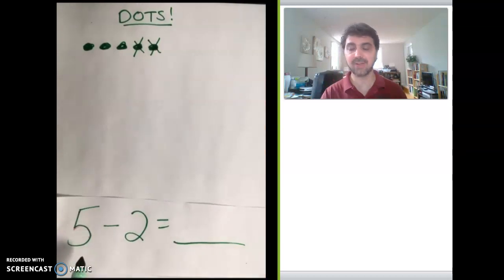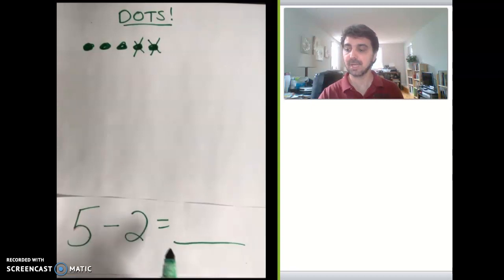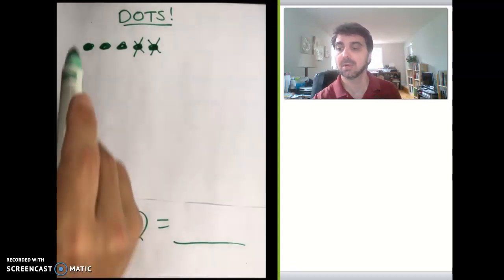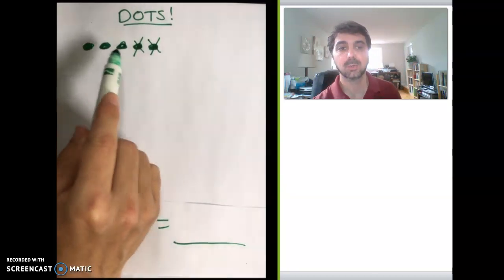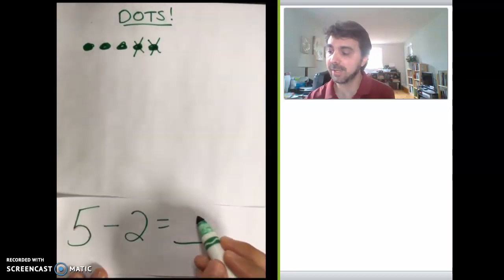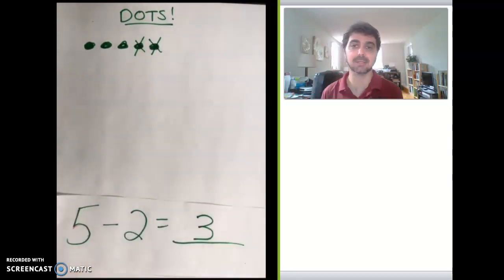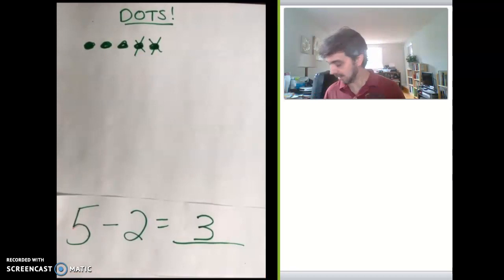So I had 5. I crossed off 2, so I took them away. And now how many do I have? Let's count. We have 1, 2, 3. So 5 take away 2 is the same as 3. All right, let's try another one.